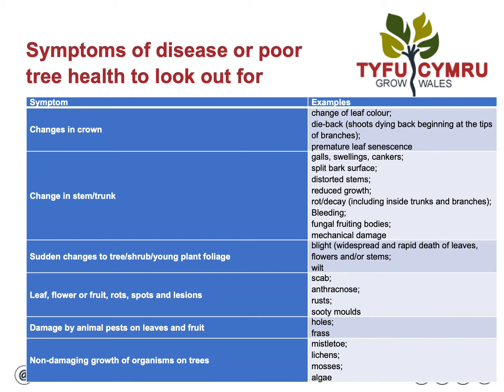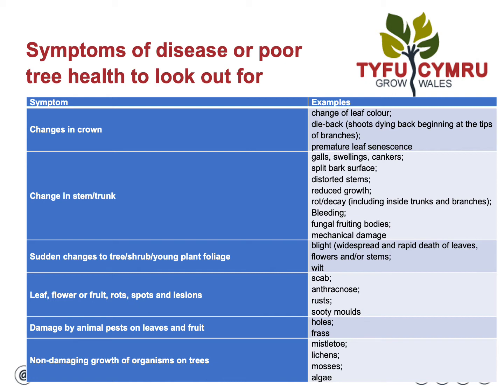There are also symptoms on leaves and flowers or fruits, and these may be rots or spots or lesions. And they may be scab diseases, anthracnose diseases, rusts, sooty moulds, or a variety of other problems.